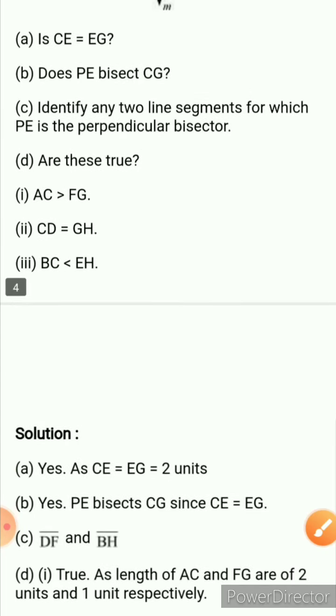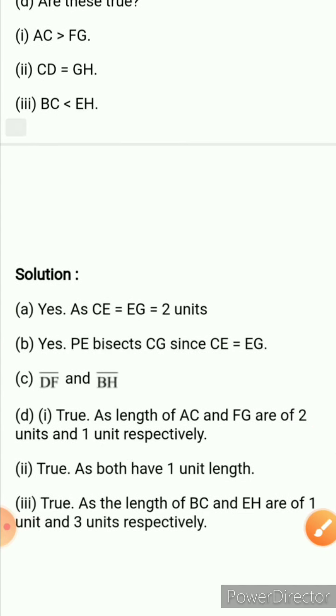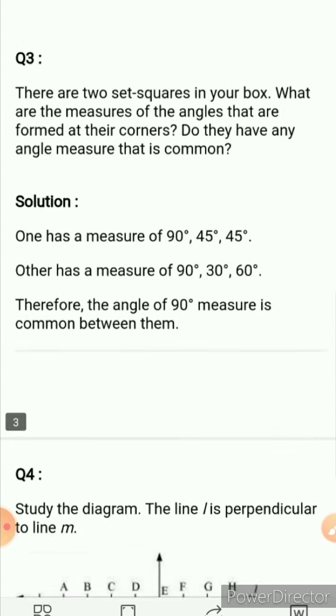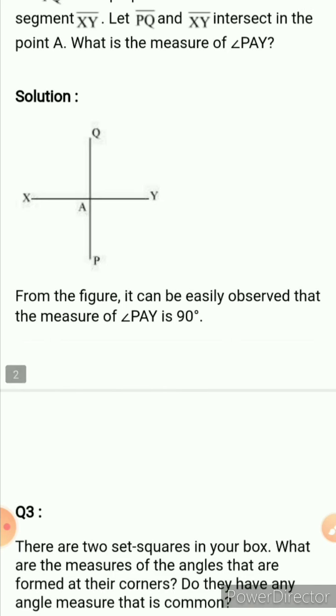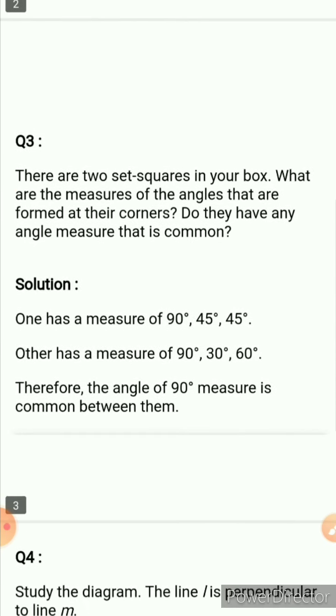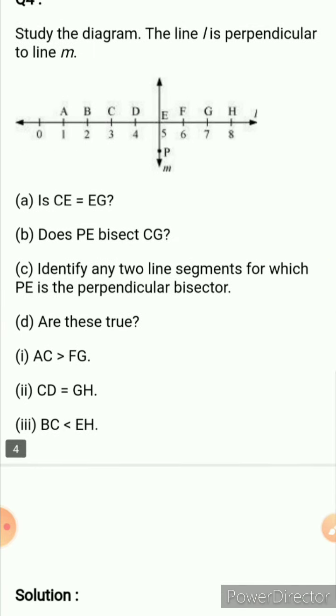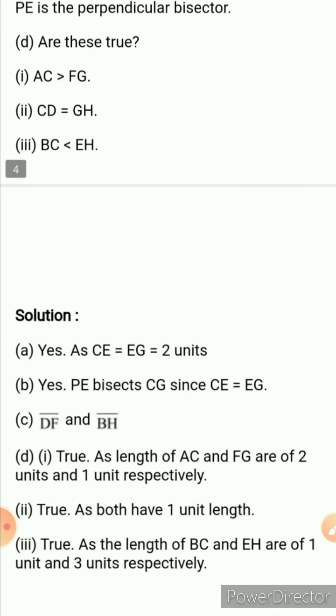So here is your solution of last question. So student, just pause your video and write down the answer in your notebook. That is your last question solution. First one, second one, third, and the last fourth one. So pause your video and write down the answers in your notebook.